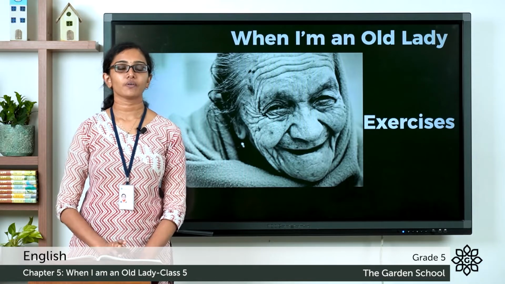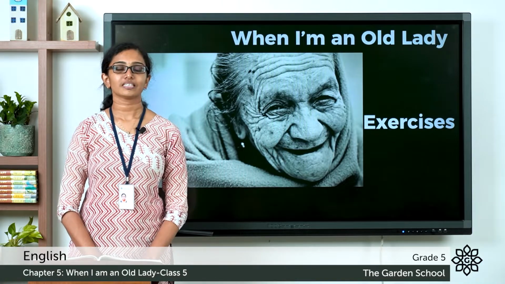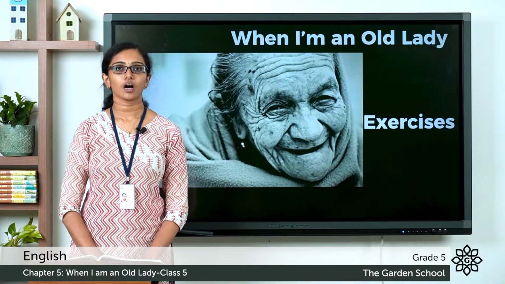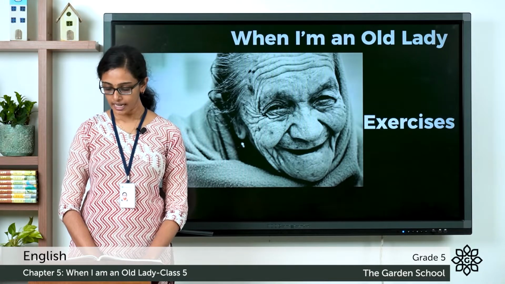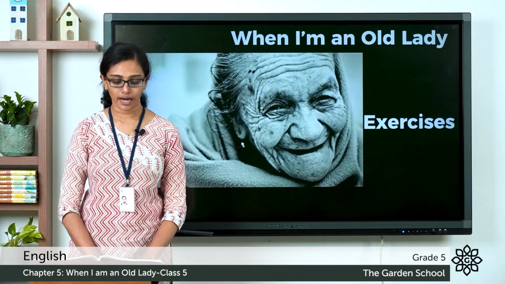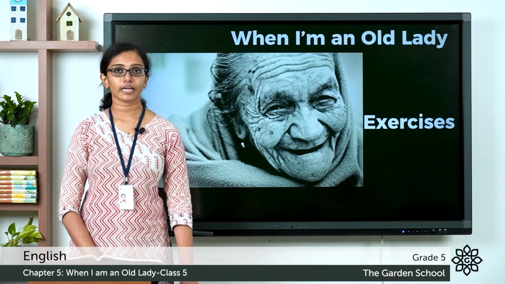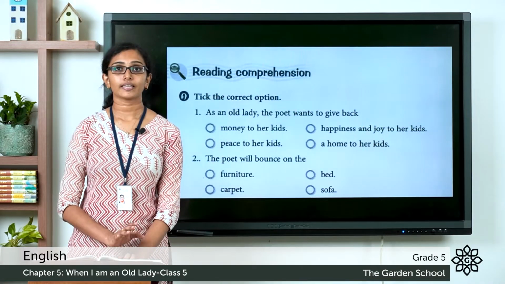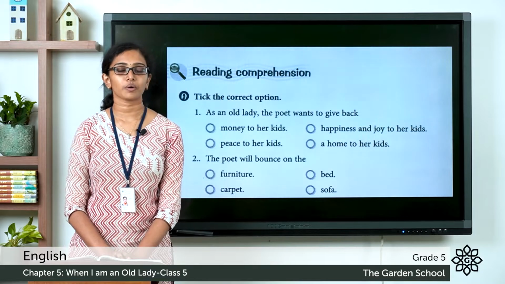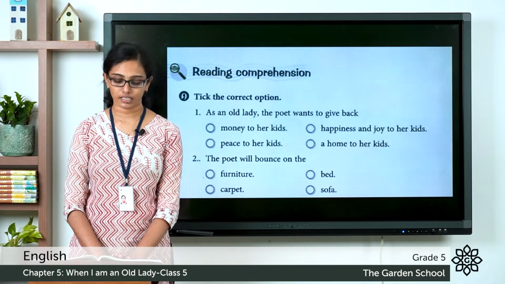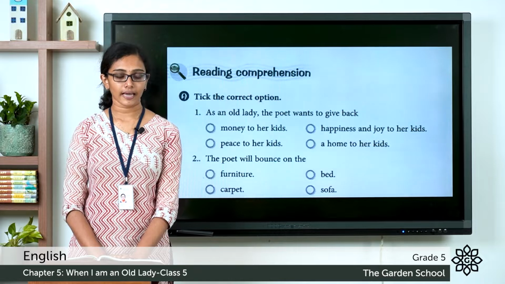I hope you have gone through the poem again. Let's see the exercises from that chapter today. All of you please take your English reader and turn to page number 75. The first is reading comprehension. If you haven't read the poem again, please go through the poem once again and then come back to the exercise. Let's see the first question given there.